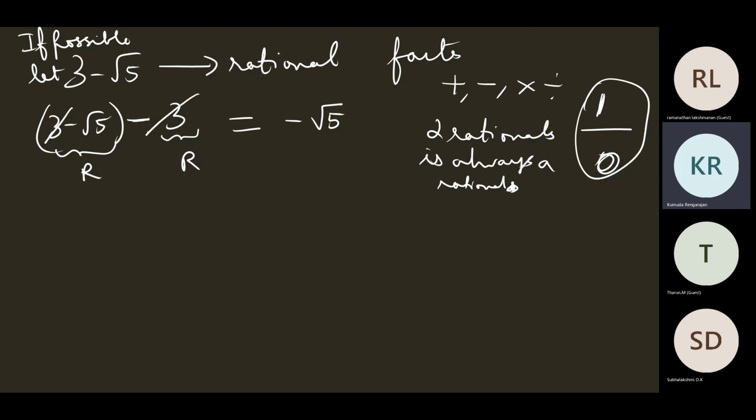The difference of two rationals, you must get a rational value. But what are you getting? You're getting an irrational value. This is a contradiction, and this is because of our incorrect assumption that 3 minus root 5 is rational, and therefore it is irrational.